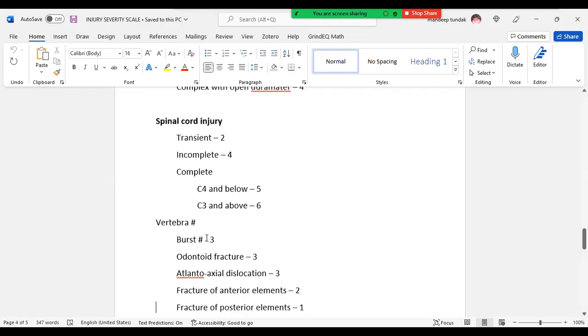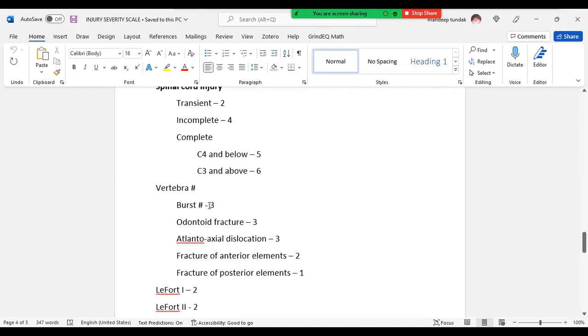Coming to vertebral fracture, if there is a burst fracture, the score is 3. If the odontoid is fractured, they have not sub-classified odontoid fracture. Like we have 3 classes of odontoid fracture, type 1, 2, and 3, where only the tip is injured or the base is injured. For all odontoid fractures, the score given is 3. For atlantoaxial dislocation, the score given is 3.